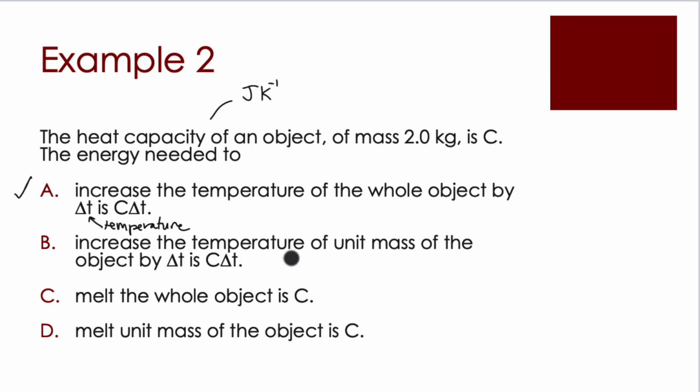The increase in temperature per unit mass of the object. No, it's for the whole object already. There's only mass in our specific heat capacity equation. To melt the whole object? No. For both of these, heat capacity is about a temperature change, not a phase change, or not a change of state. The answer really is A.